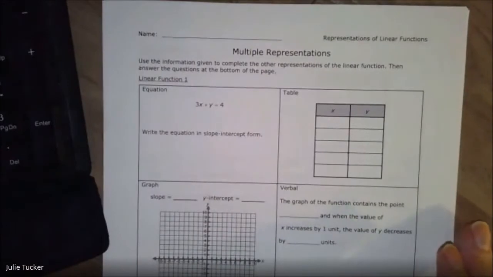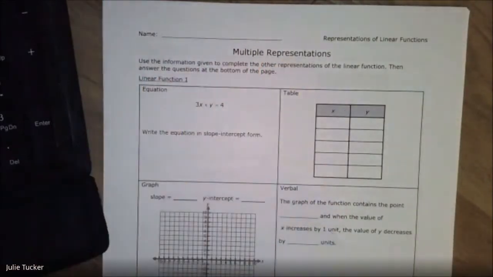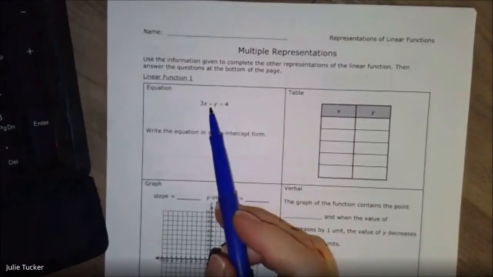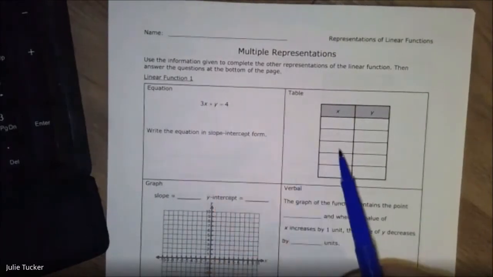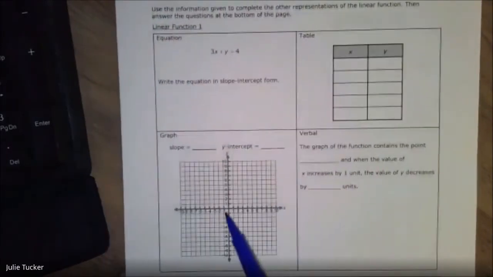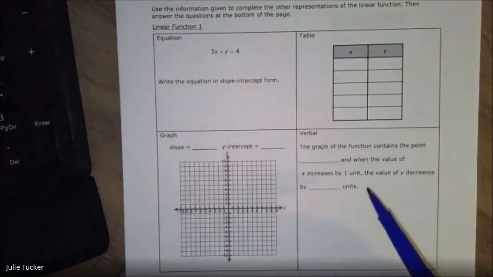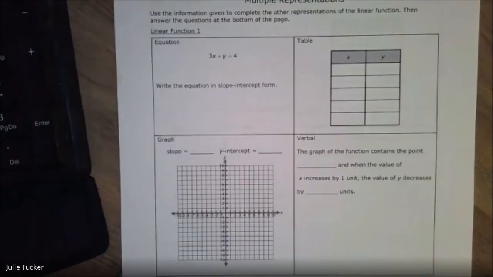All right, so here it says multiple representations. What that means is you can look at lines in different ways. You can look at their equations. You can look at the table of values. You can look at the graph, and you can look at a description in words. I remember. Good. Okay.